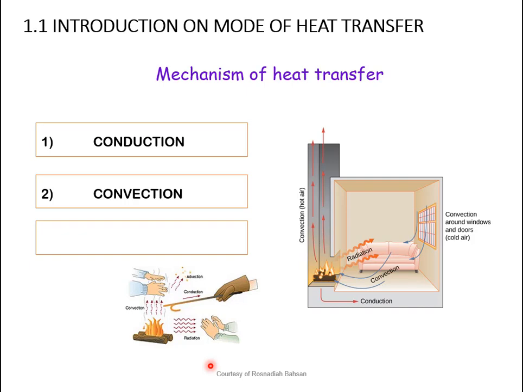Moving fluid, such as water, steam, or air, gives us convection. And then the last one is radiation. Radiation is a mode of heat transfer that emits heat based on electromagnetic waves. So these are the modes of heat transfer.